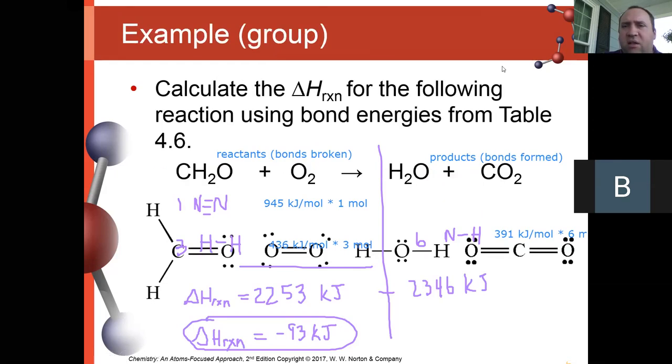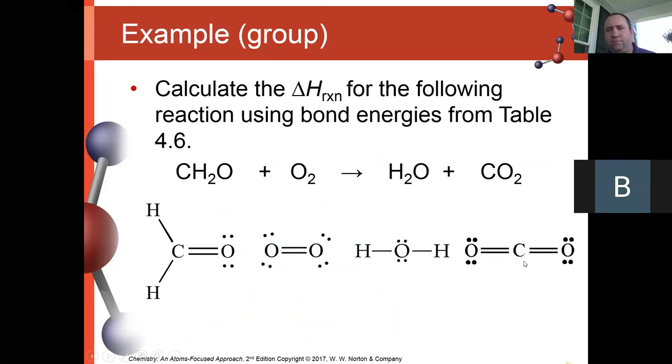All right, let's take a look at another one then. In this one, I've got formaldehyde, CH2O, reacting with oxygen to make water and carbon dioxide. Now, before we get into anything else, we got to make sure that this thing's balanced. We've got 1 carbon, 2 hydrogens, 3 oxygens, so we're good.